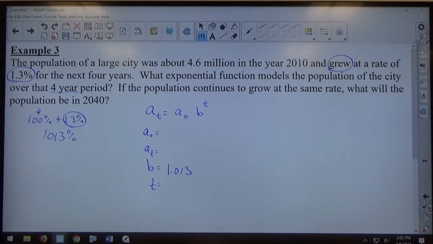A sub 0 is the initial fact. In this case, we're dealing with population. So the initial population was 4.6 million.